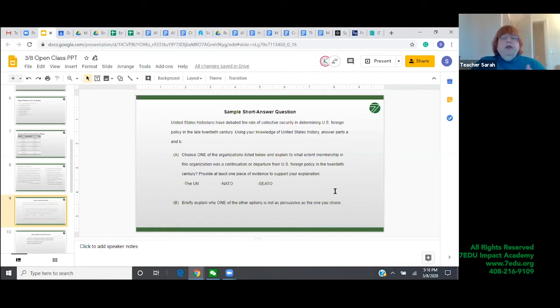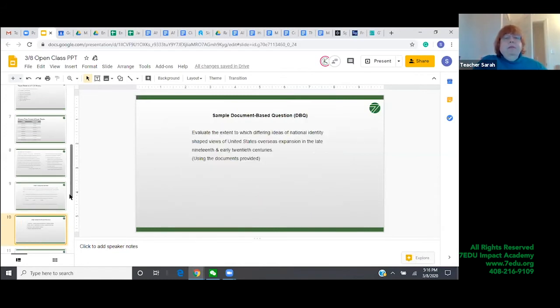Okay, so you have to look at the context that all this stuff happened, and then explain why one of the other options is not as persuasive as the one you chose. So again, you're analyzing. You have to take what you know from history. Okay, you don't have any documents for this one, so you have to take what you know and apply it to the question.